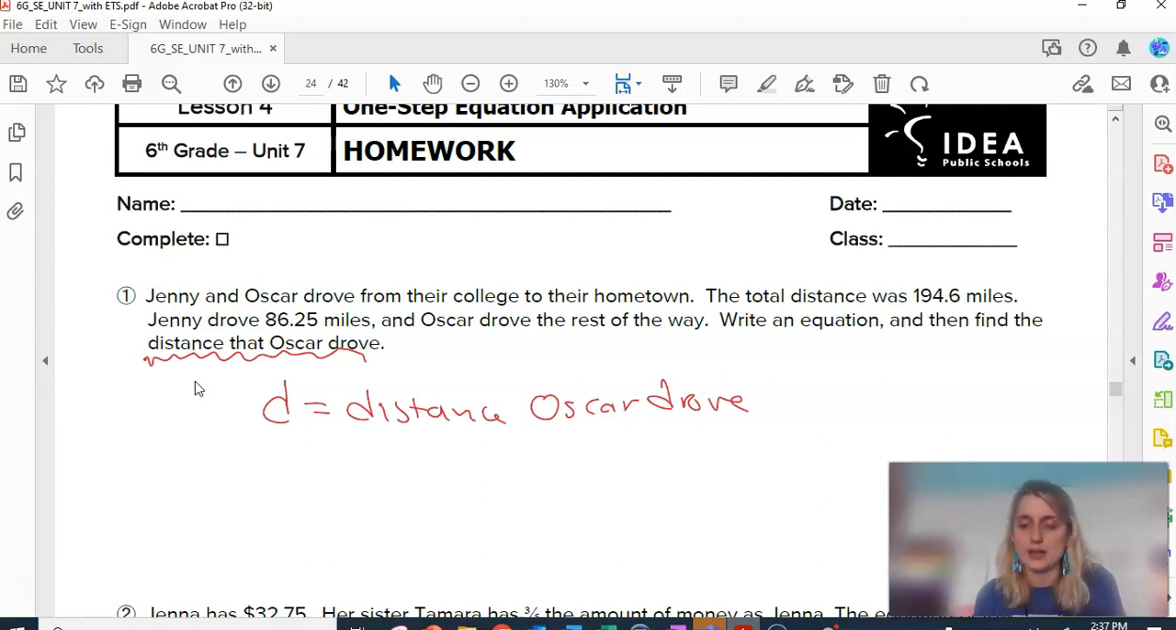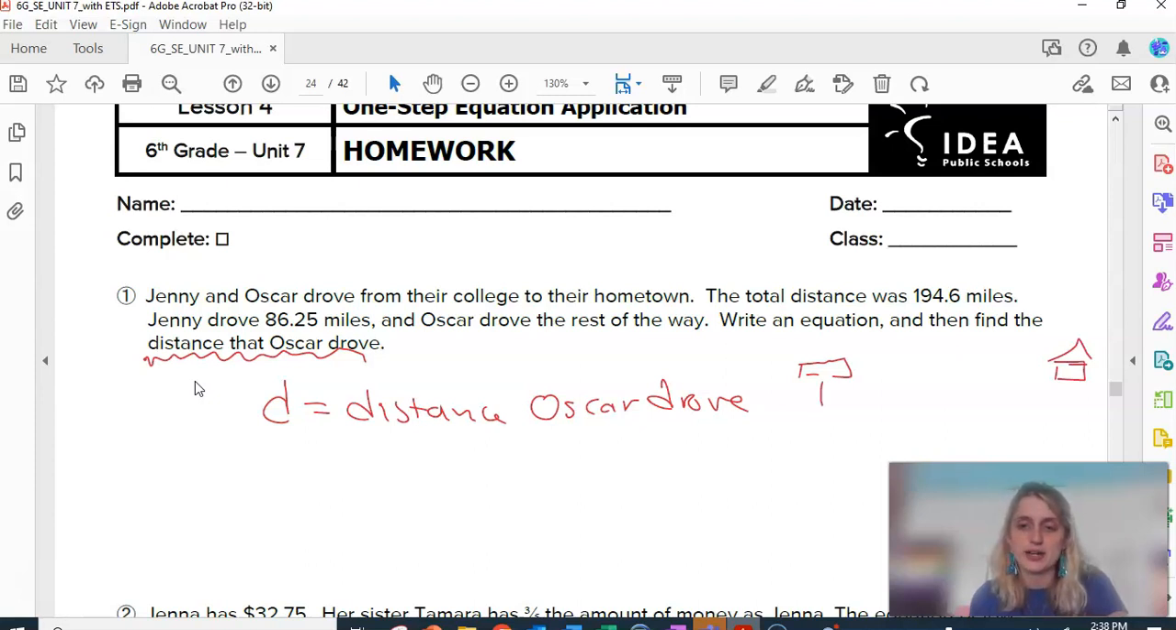Okay, now we need to figure out what kind of math are we doing? Are we adding, are we subtracting, are we multiplying, are we dividing? Yes, I know that a lot of you can do the first step in your head, but when you write an equation, your variable shouldn't be isolated yet. So sometimes it helps to draw a little picture. Here's their college. Colleges are big. Here's their hometown. I'm a very bad artist.